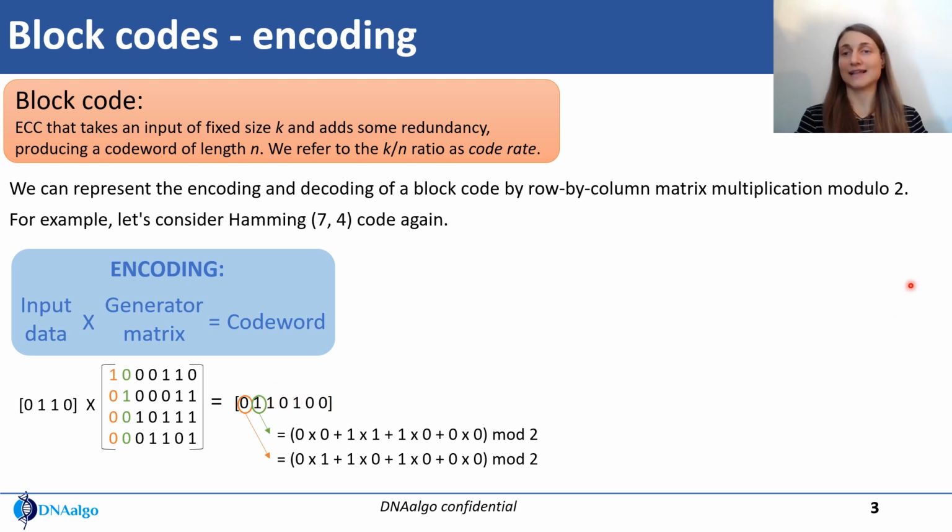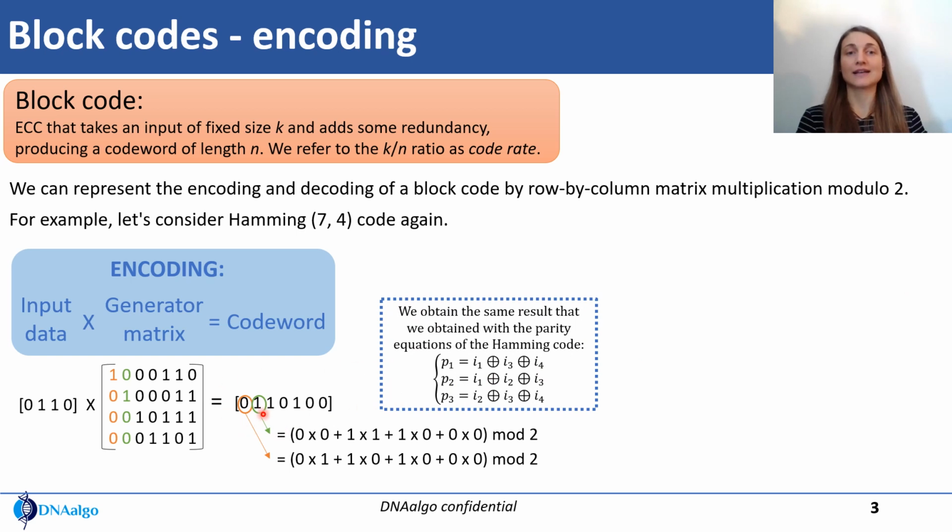We can check that the result is actually the same that we have computed using the parity equations of the Hamming code. So the result is the same. This is just a more general way to describe the encoding procedure for block codes.